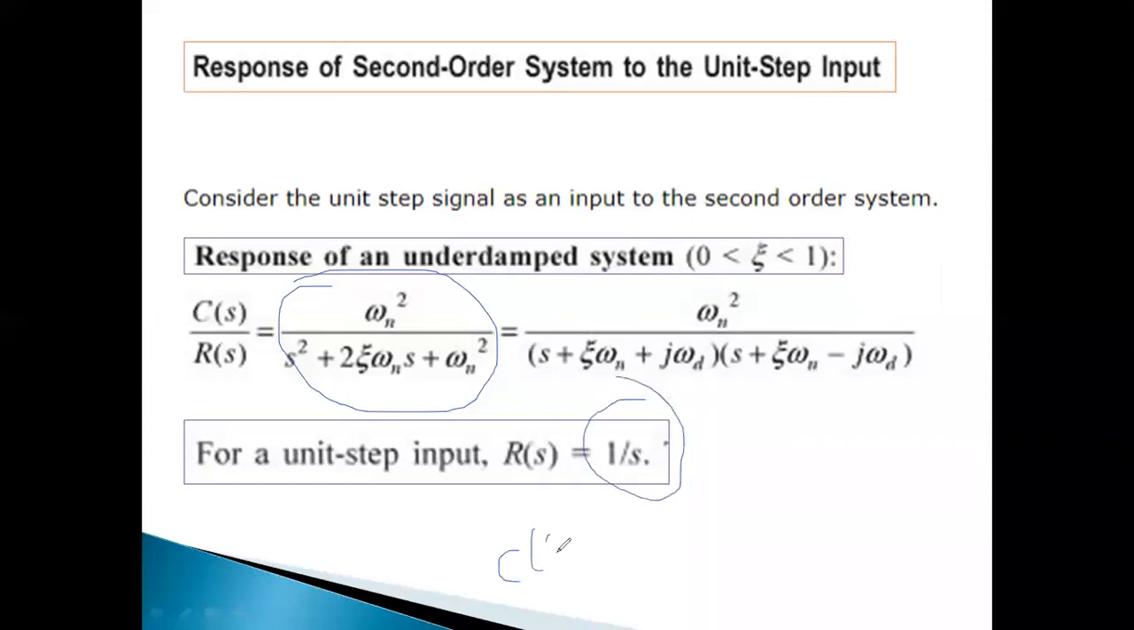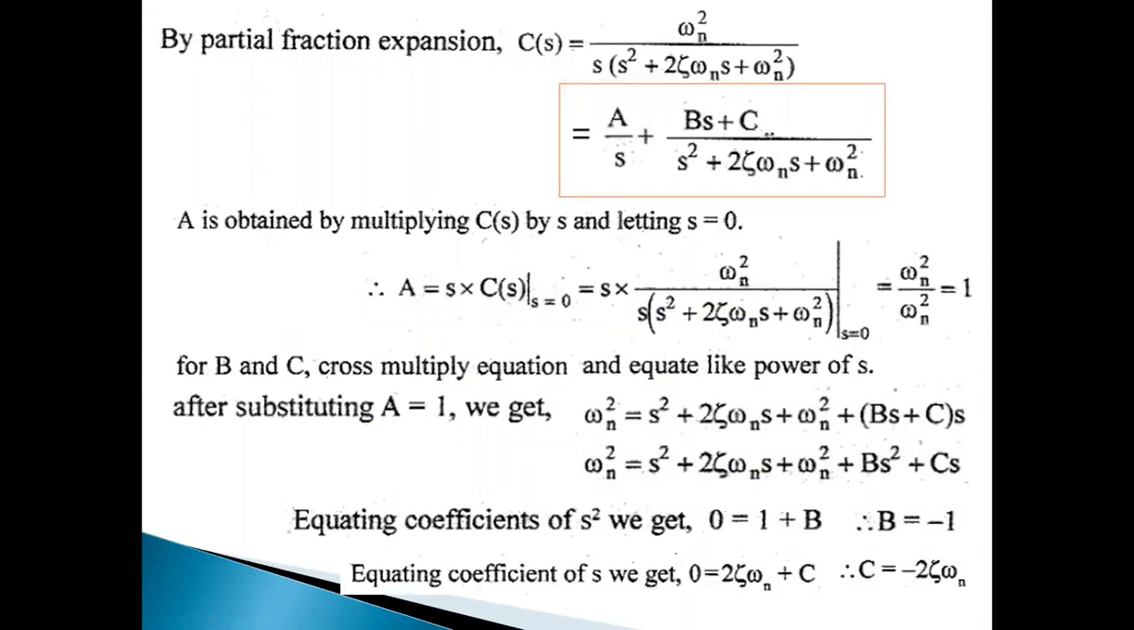So to get the output, C of S is equal to R of S multiplied with the transfer function T of S. Sometimes it is called M of S in some textbooks. Just multiply with this and using partial fractions, we can get the response C of S. After getting C of S, applying inverse Laplace, you will get the time domain response of the unit step second order system.